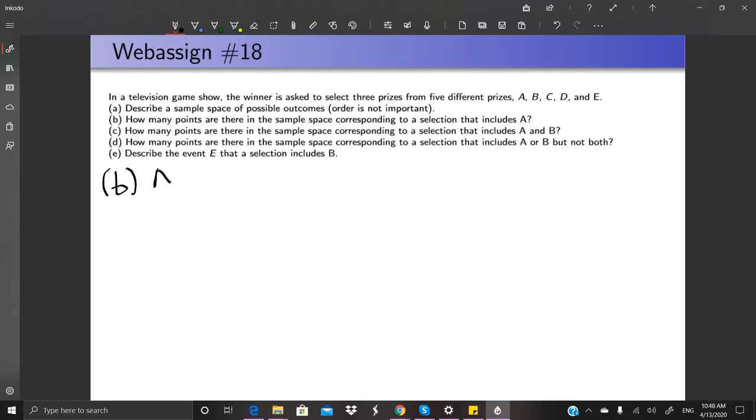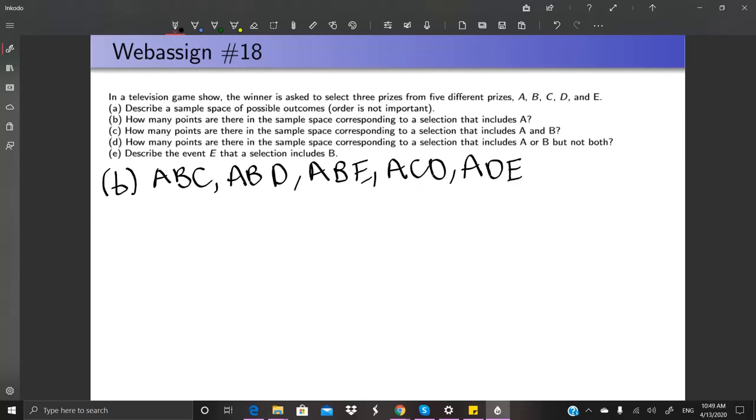So that will be A, B, C, A, B, D, A, B, E, A, C, D, A, D, E, and A, C, E. Right, so from our previous list that I just erased, these will be all those options that include the letter A. So 1, 2, 3, 4, 5, 6. There are 6 of them, so that will be the answer to part B. So that's it. Okay, let's do part C.